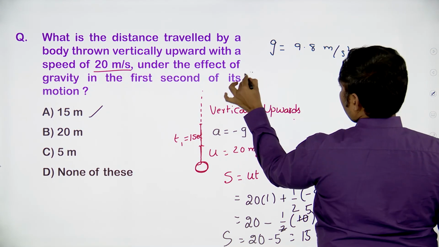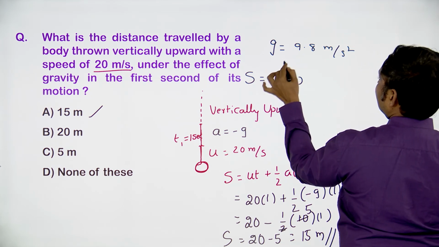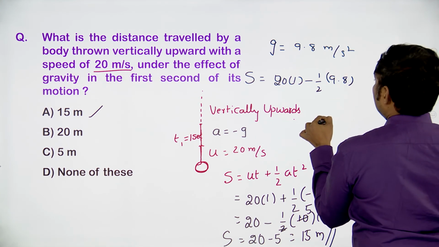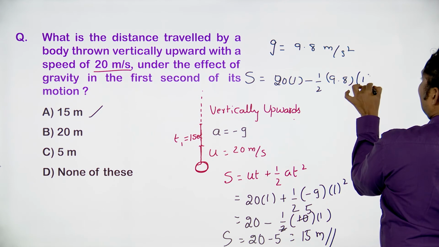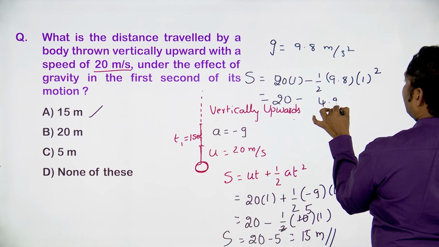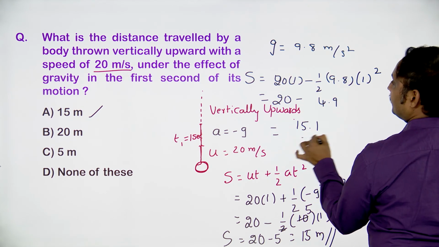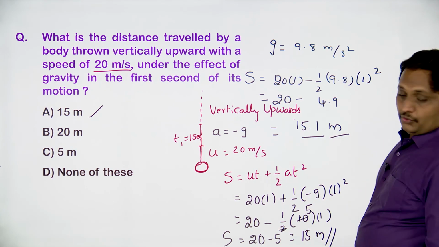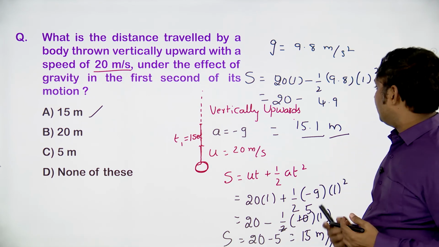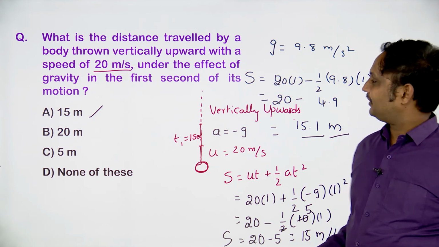Now we will get S is equal to 20 into 1 minus 1 by 2 into 9.8 into 1 square. That is going to be 20 minus 4.9. Yes, it is going to be 15.1 meter. So if they have given the G value, you can go for that, it's easy for you. Otherwise you can go for the standard value. Thank you.